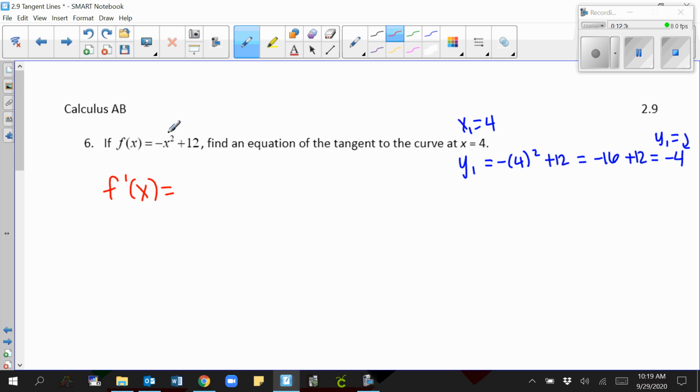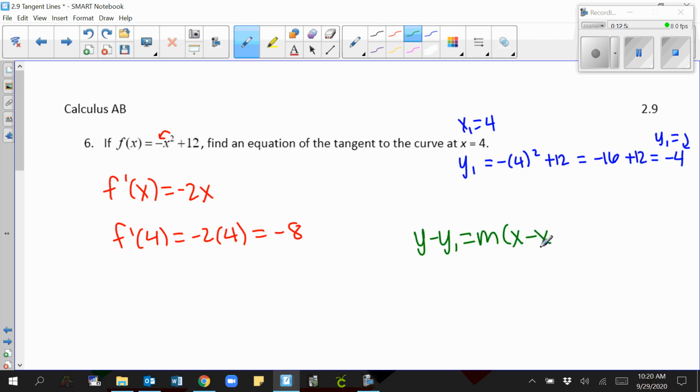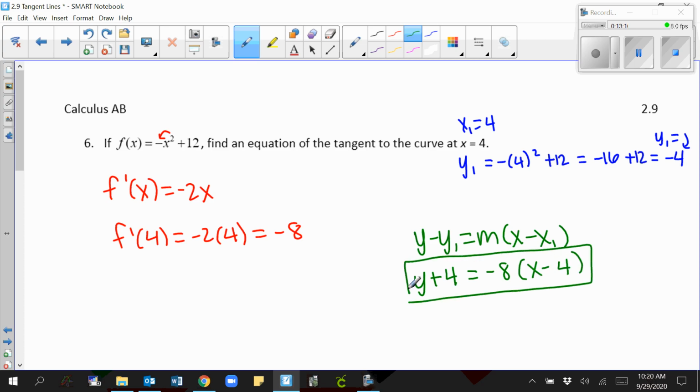So f prime of x, well, the 2 is going to come down, negative 2x, and the derivative of 12 is just 0. So my derivative is just negative 2x. My derivative specifically at 4 is negative 2 times 4, which gives me a negative 8. So putting all of that into my y minus y1 is equal to m times x minus x1, I'm going to have y minus the negative 4, so y plus 4 is equal to negative 8 times x minus 4. And there's my equation for my tangent line that's tangent to the curve at x equals 4.